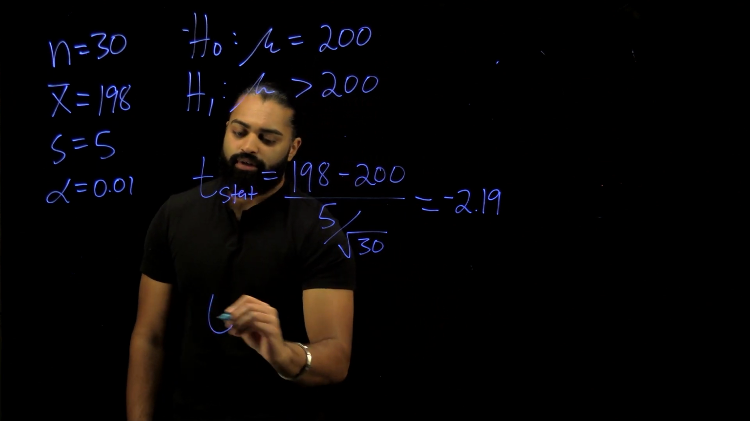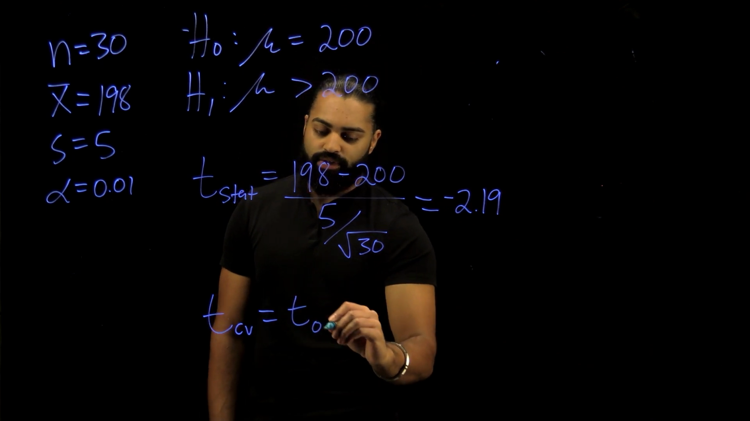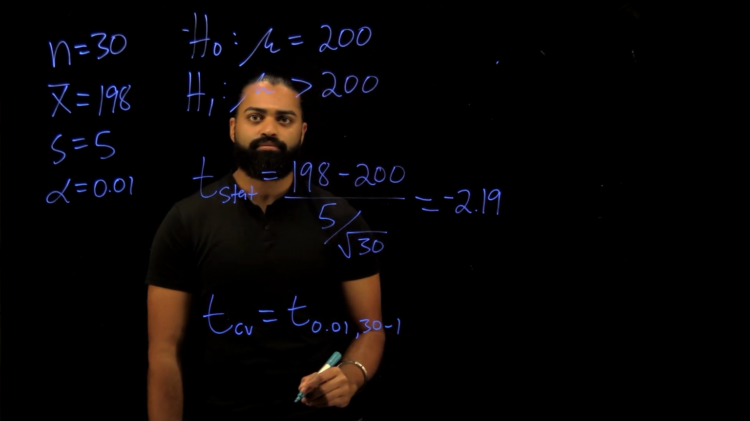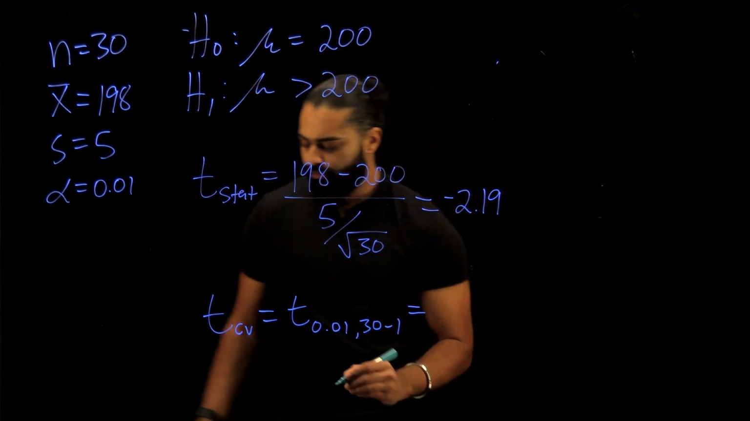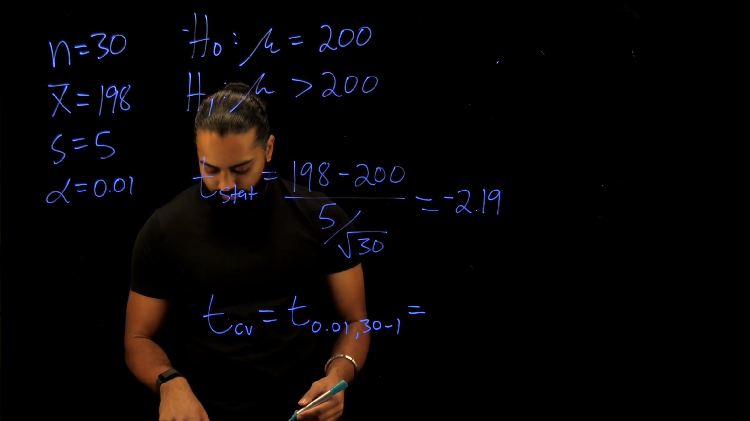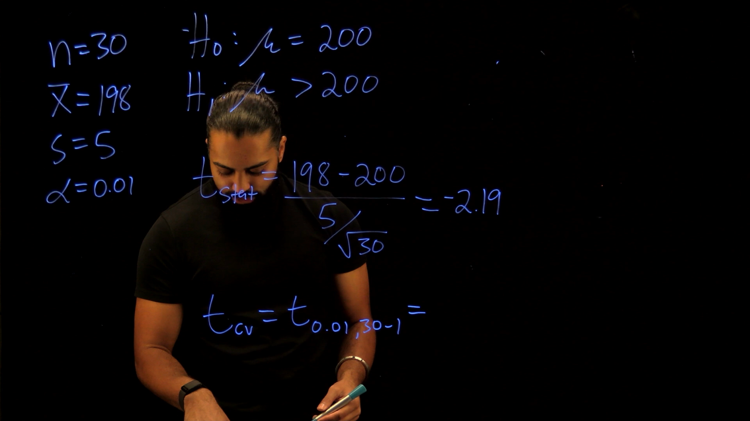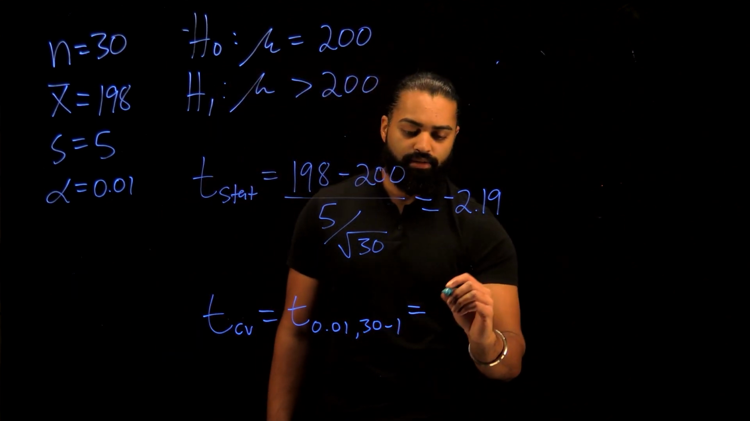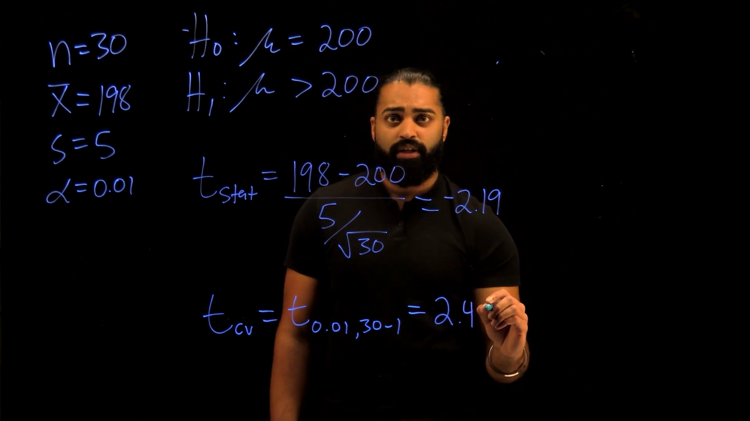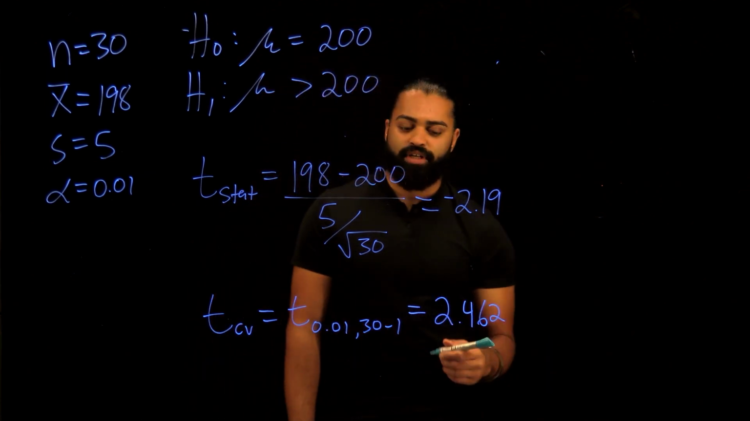Now our t-critical value. This is a right tail test, so our t-critical value is going to be positive. So what we want to find is t of 0.01 comma 30 minus 1. So if I were to look this up on my t table, you go to the column that has t of 0.01, you go all the way down to 29, and you should get 2.462.